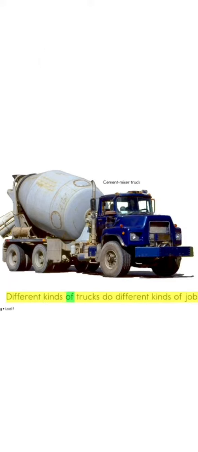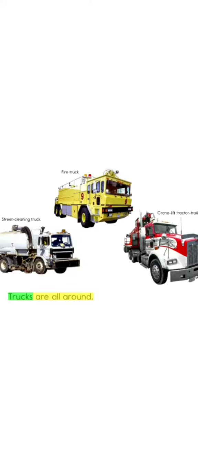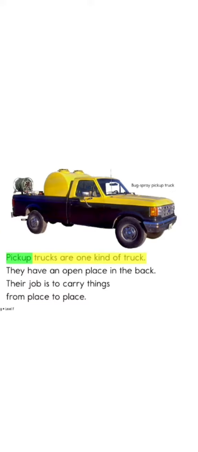Different kinds of trucks do different kinds of jobs. Trucks are all around. Pickup trucks are one kind of truck. They have an open place in the back. Their job is to carry things from place to place.